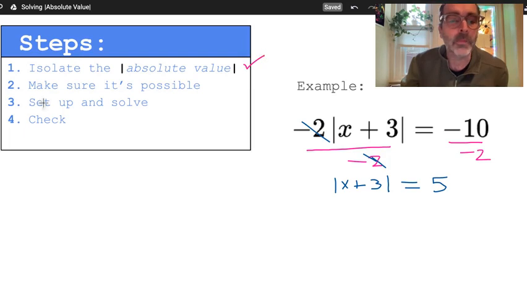That's good. Now I'm going to check my work. I want to make sure that it's possible. Is the absolute value here equal to something positive? It is. It absolutely is. So we will set up and solve.